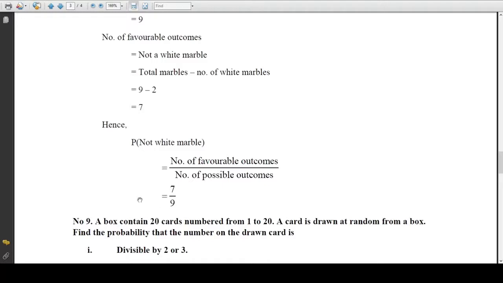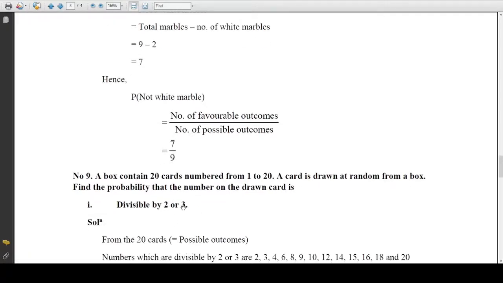Next, number 9, a box contains 20 cards numbered from 1 to 20. A card is drawn at random from the box. Find the probability that the number on the card drawn is divisible by 2 or 3. Here there are 20 cards and each card is marked 1, 2, 3, 4, 5 up to 20. Now the cards which are divisible by 2 or 3, you find out from 1 to 20 how many numbers are divisible by 2 or 3.